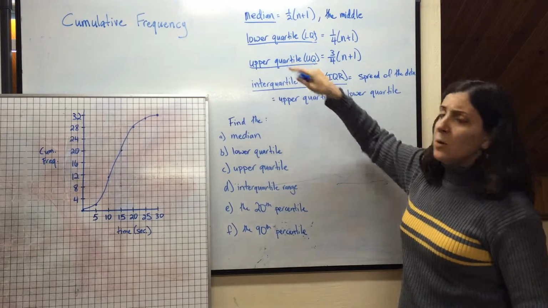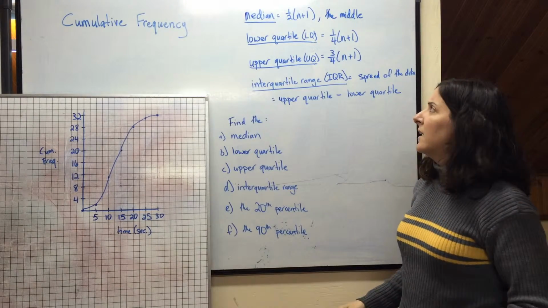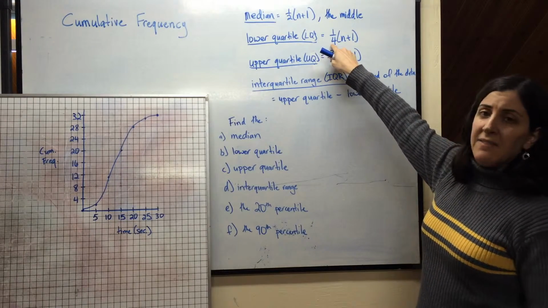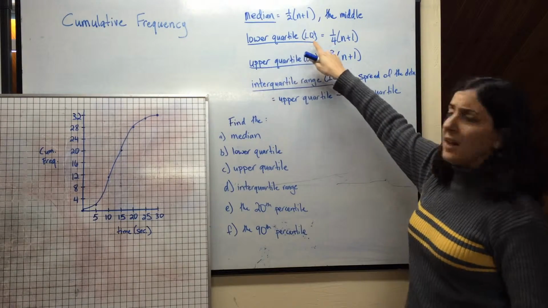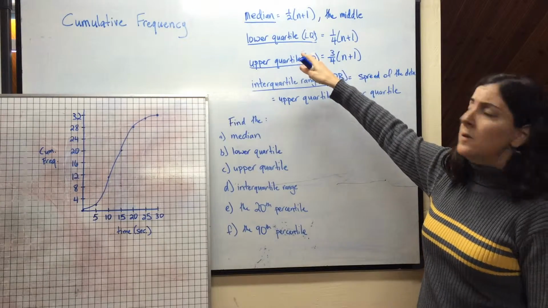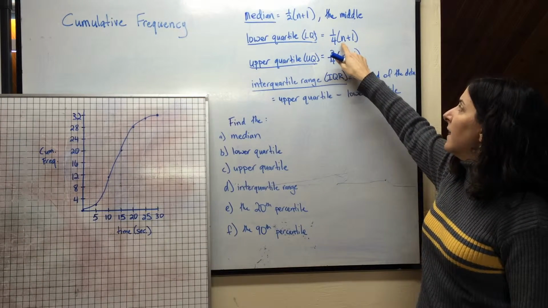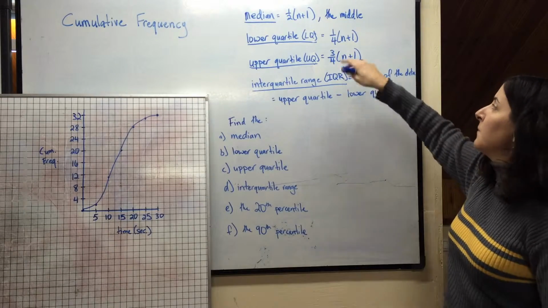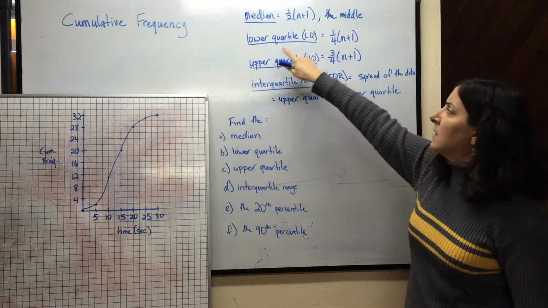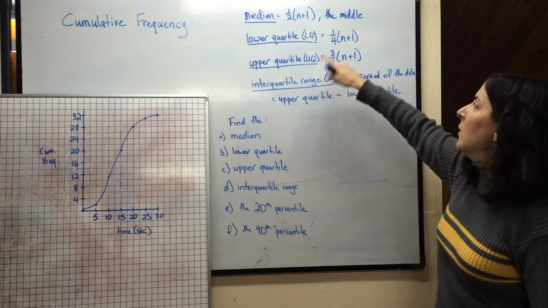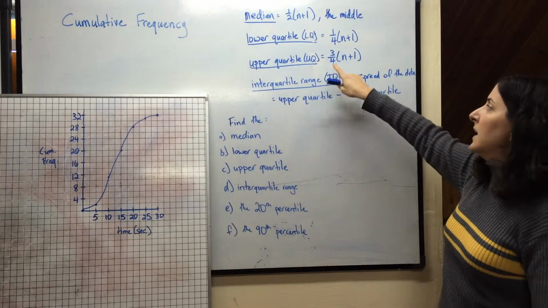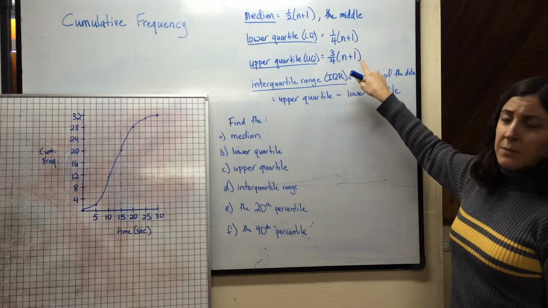The lower quartile comes from quarter, which is 1/4. So this should be hopefully obvious. The lower quartile, also seen as LQ, is going to be 1/4 of n plus 1. Again, n is going to be the total sum of what you have. So 1/4 because it's the lower quartile, the bottom. The upper quartile then, the top quarter, would be 3/4 times n plus 1.